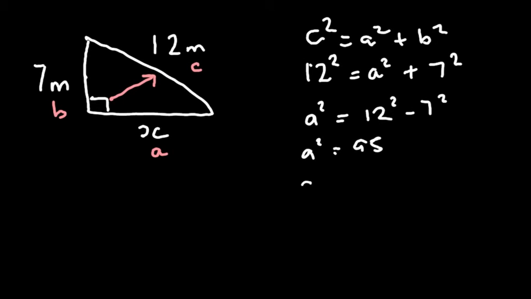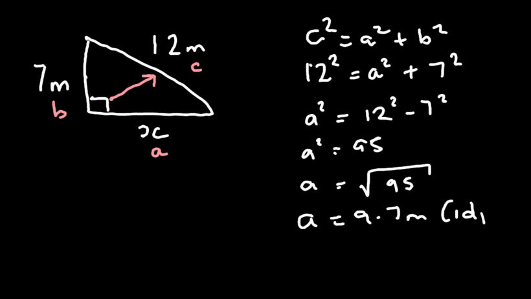So just like before, if we want to know what A is, we have to take the square root of 95 and then decide on your rounding. So again, I'm going to round to 1 decimal place. So in this case it's going to be 9.7 metres to 1 decimal place. So that's the second type of Pythagoras. Two pretty straightforward ones, just solve them slightly different ways.